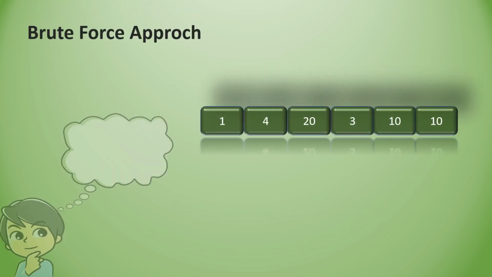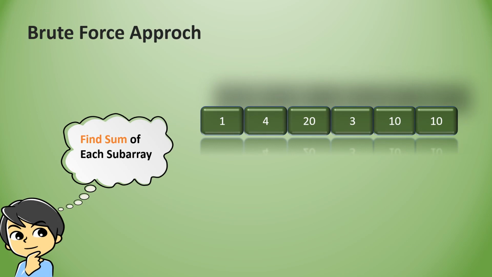Okay, let's start with the brute force approach. We will find the sum of each subarray. How will we do that? I will fix one pointer at the first element because first we will find the sum of every subarray which starts with the first element. After that, I will take another pointer to traverse the entire array and add every element to the sum variable.